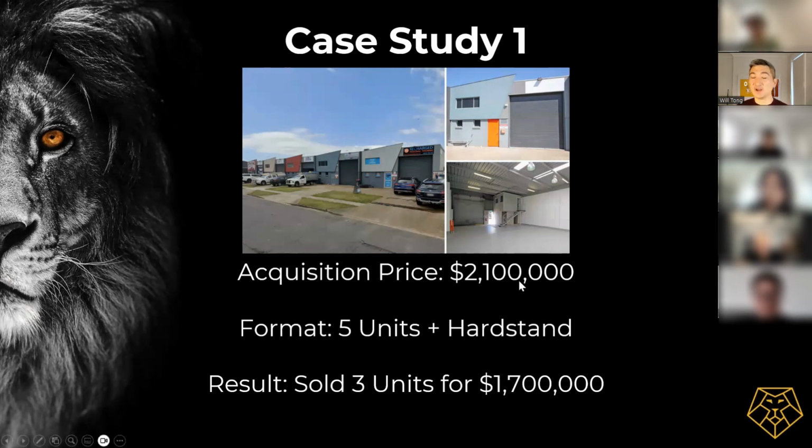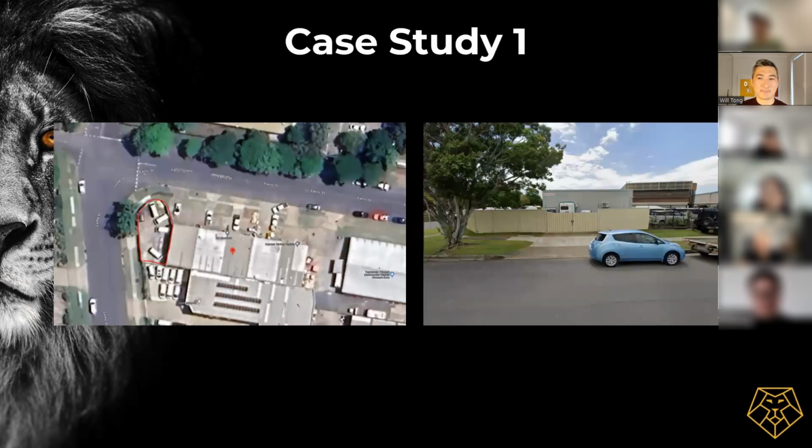So the math is not hard. If you buy something for 2.1 million and you sell 60% of it for 1.7, the math is not hard to calculate, right? But I'll show you the numbers in a second. This is what it looks like, just some different aspects of it.